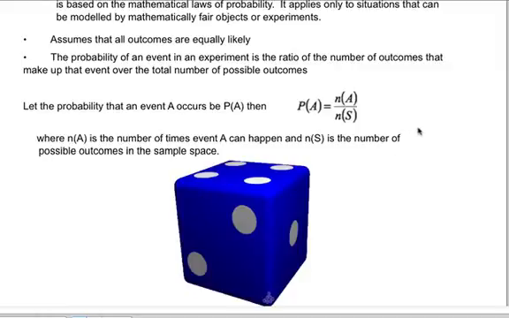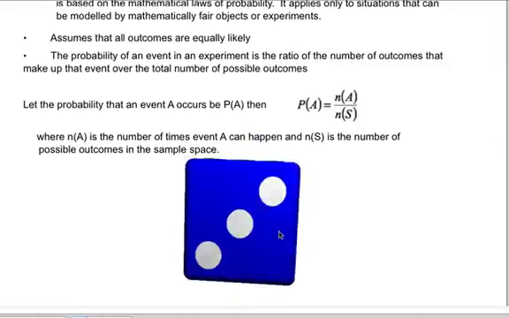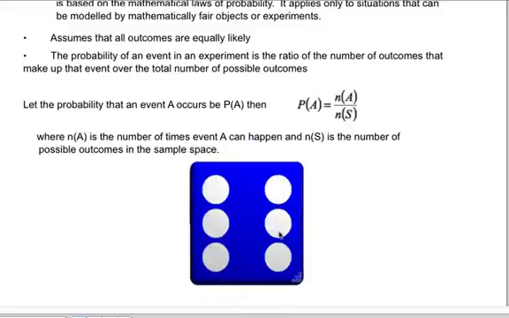If we take a look at this die, and if it's not loaded, then every time we roll the die, each number on the six-sided die has an equal likelihood of coming up. So from one roll to another, you're as equally likely to get a 5 as you are a 4, etc.